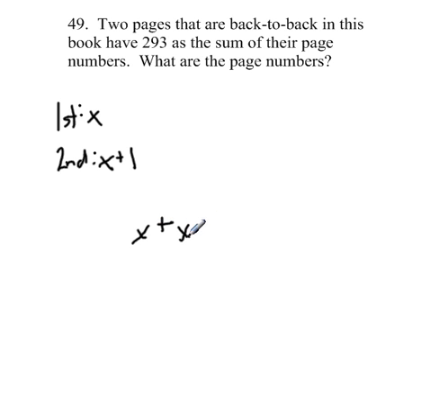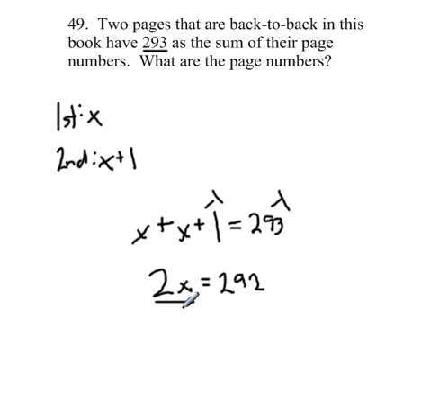So let's add those together, x plus x plus 1, and in this example, we need that to be 293. So combining like terms, you have 2x. Go ahead and move that 1 over. So 2x equals 292. Now just divide both sides by 2 to get your answer. So you get x equals 146.